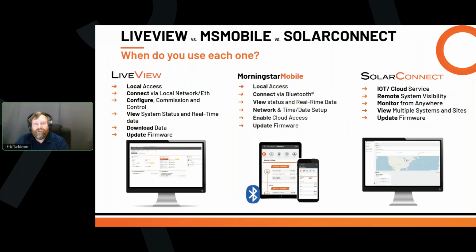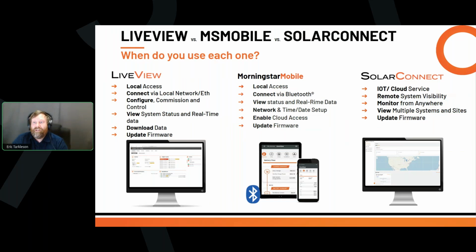So, with LiveView, you're going to use that on site for local access. You're going to connect to LiveView that's served inside of our devices through your local network. So specifically, plug in the Ethernet cable into your computer and you're good to go. You use LiveView for configuring, commissioning, and control of your system. And you can also view your system status and real-time data on the spot. You can also download data and update firmware.